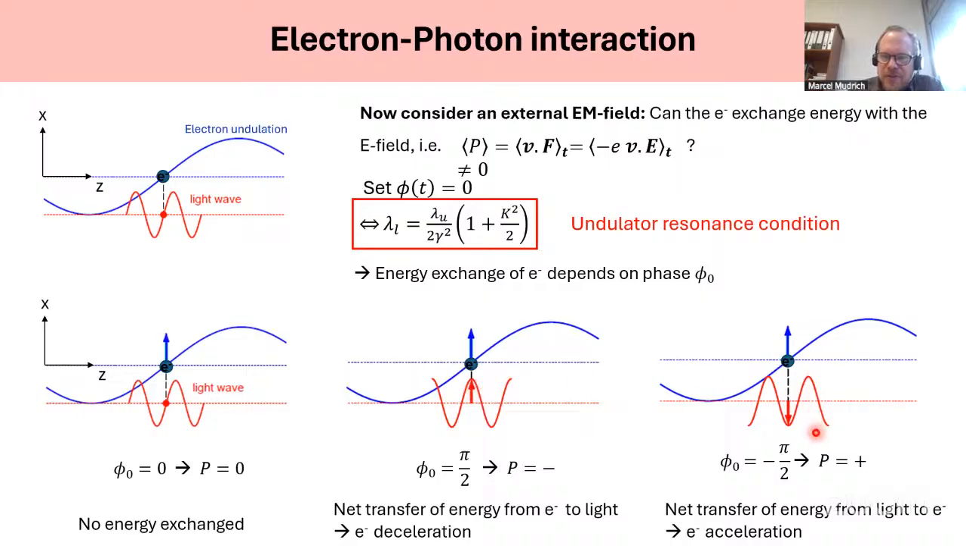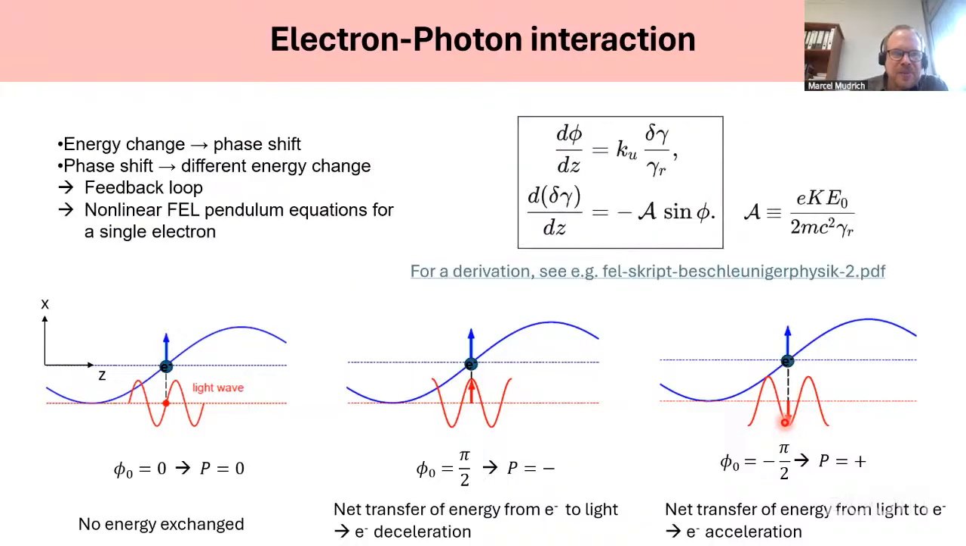Or for the phi naught phase of being minus pi over 2, the electric field of the external wave points opposite to the velocity of the electrons. And in this case, due to the minus sign, we get acceleration of the electrons. So the electrons absorb energy from the light field, and the light wave obviously gets attenuated.